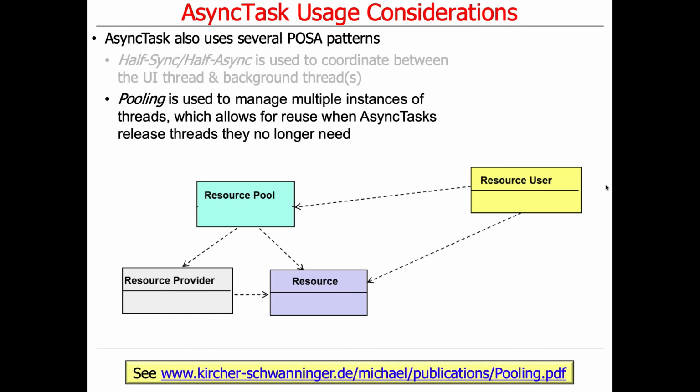It also uses another pattern from the POSA 3 book called pooling, which is used to manage multiple instances of threads. And this allows, of course, pools of threads to be used without having to recreate them from scratch each time.